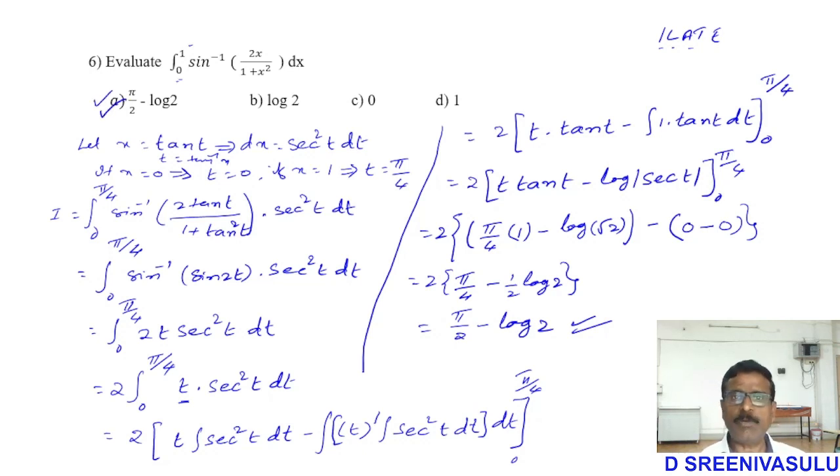Students, it is possible to solve this in another method also. Sin inverse 2x by 1 plus x squared: use the direct formula and solve it if you know the formula correctly.